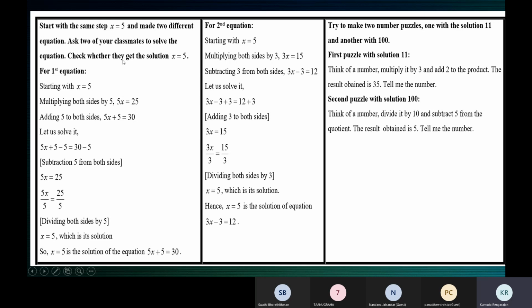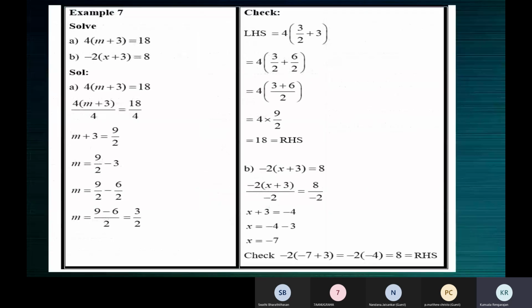So see what it is. You may not have understood clearly. Just look at this. For the first equation, we start with x is equal to 5. We are not solving anything; x is equal to 5 is the answer. There's nothing to solve here. We are constructing the question, like we have the answer x is equal to 5 and we are trying to construct the question. Understand it like that.